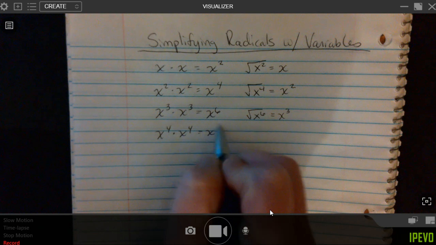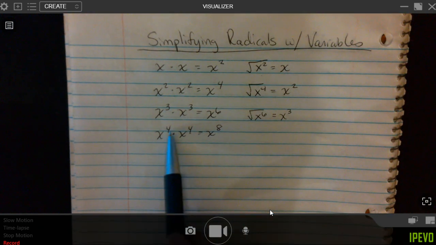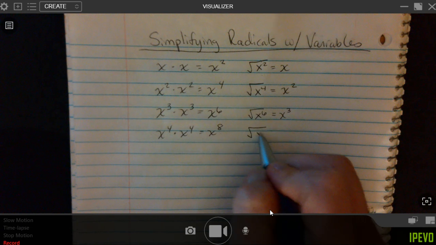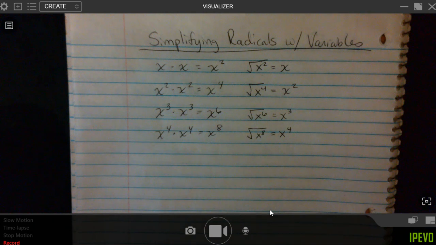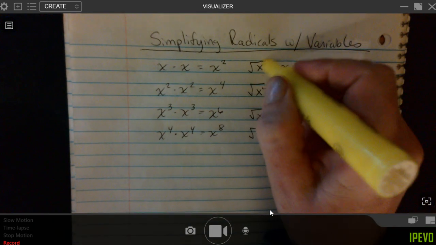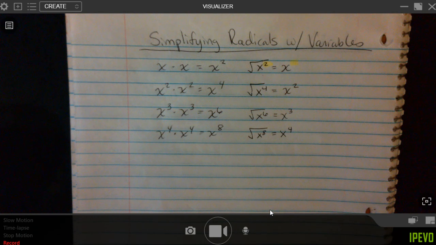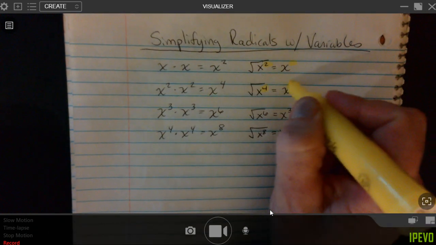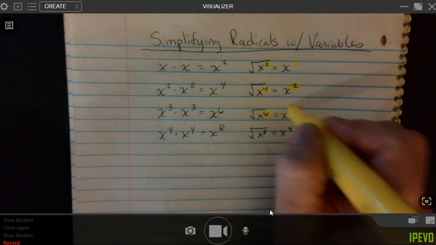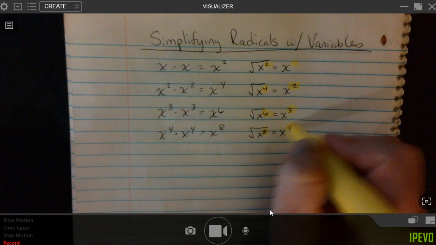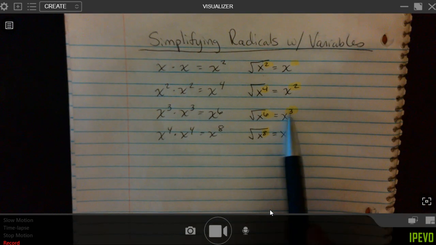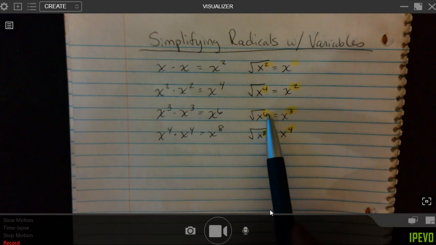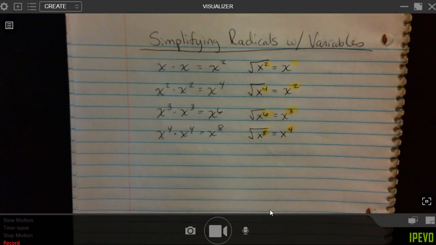x to the fourth times x to the fourth becomes x to the eighth. If you notice a pattern, we're adding the exponents to get there. And the square root of x to the eighth is going to be x to the fourth. Hopefully, you're noticing another pattern there. Do you notice that here we have 2, and then this is 1? Nothing written there means it's 1. Here's 4 and 2, 6 and 3, 8 and 4. Hopefully you're noticing, oh look, the square root is half of the original exponent. So when we take the square root, we divide the exponent in half.